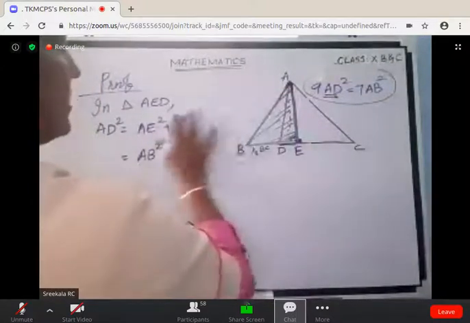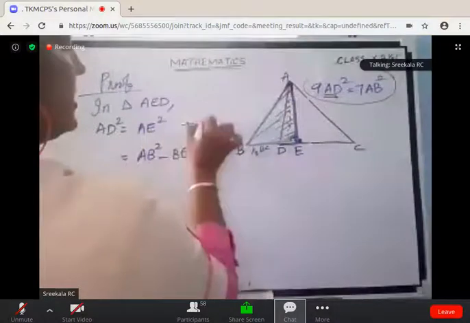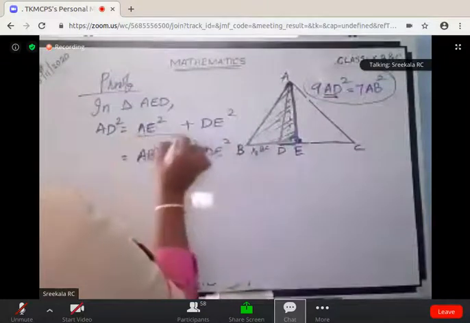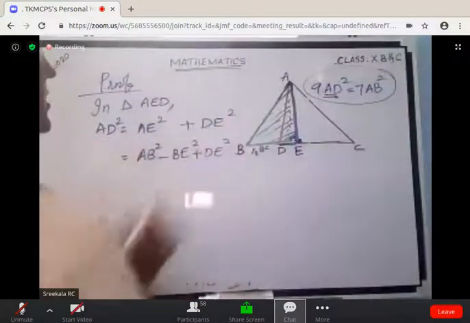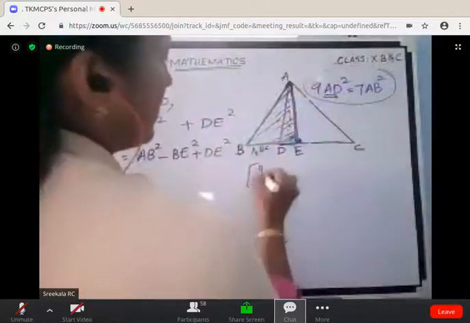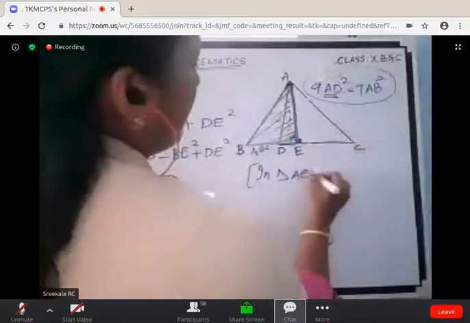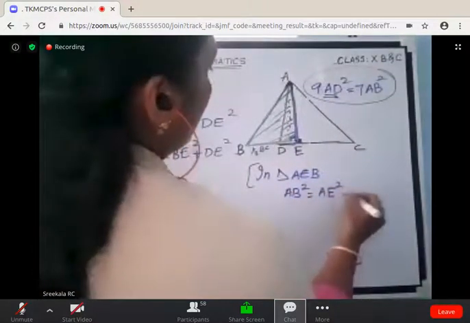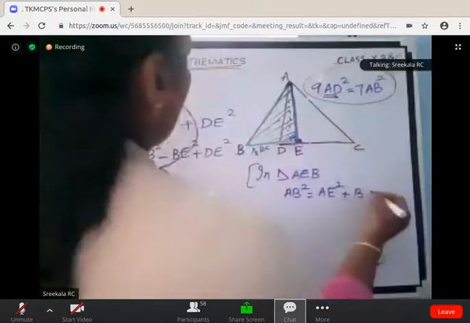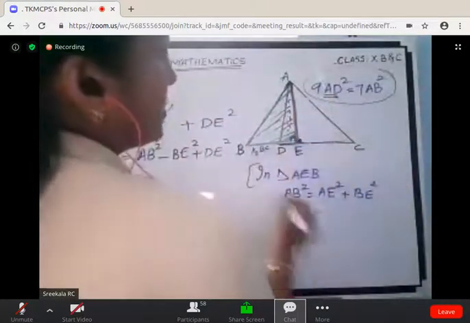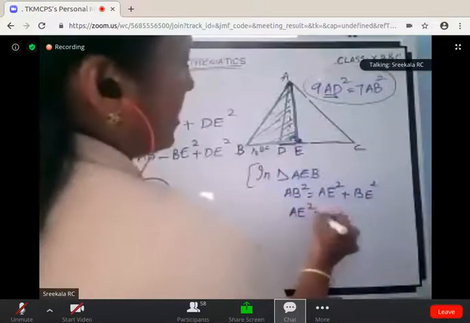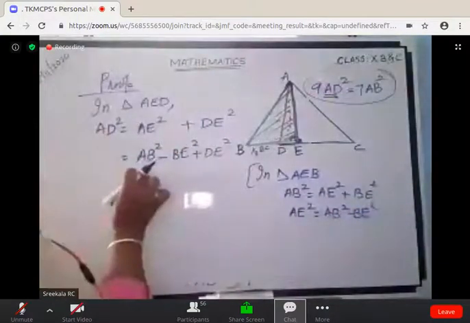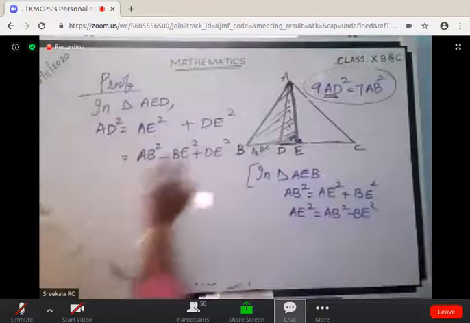Then write DE square as it is. Convert AE into this one and write DE as it. AE square can be written as, in right triangle AEB, AB square is equal to AE square plus BE square. From that we can write AE square is equal to AB square minus BE square. That is the step.